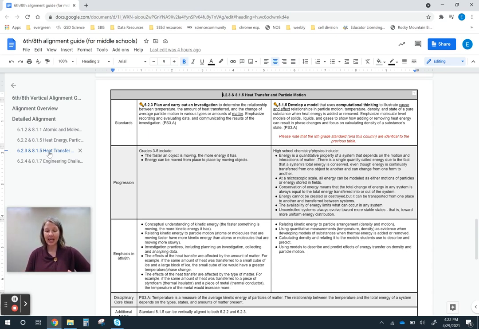so if there are things that it looks like we need to change, we can. And also, as you're working with your teams on vertical alignment, if you have questions, if you want me to come help facilitate, if you need a thinking partner as you're trying to think about how activities might look or how some investigations might look in 6th grade versus 8th grade, I would be happy to come in and work with your team on that.